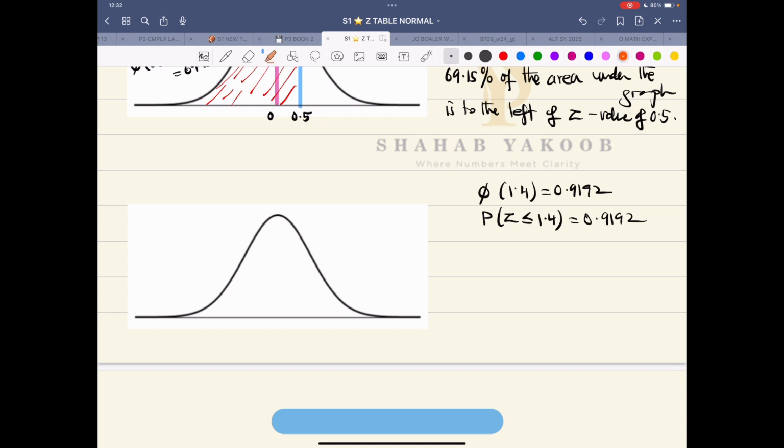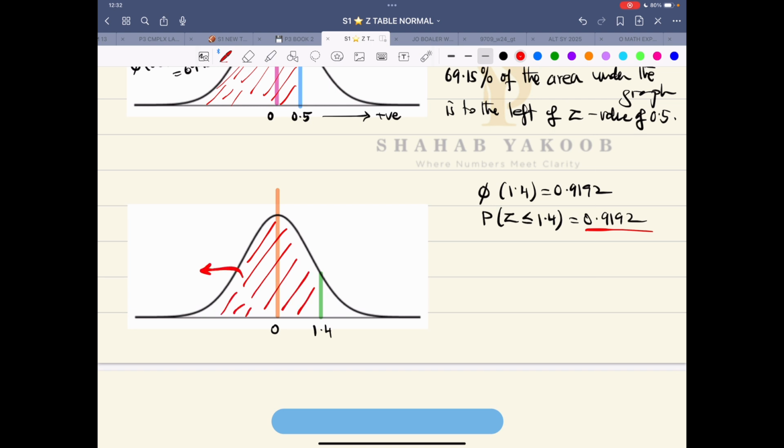And let me show it over here. So that is the vertical line like this. And 1.4, let's say it is somewhere over here. Naturally, it is positive, so it's to the right. Positive values are on the right. I'm just focusing on the positive values for right now. So this is 0. This is 1.4. And left of 1.4 is 0.9192. So this region under the graph, this is how much?